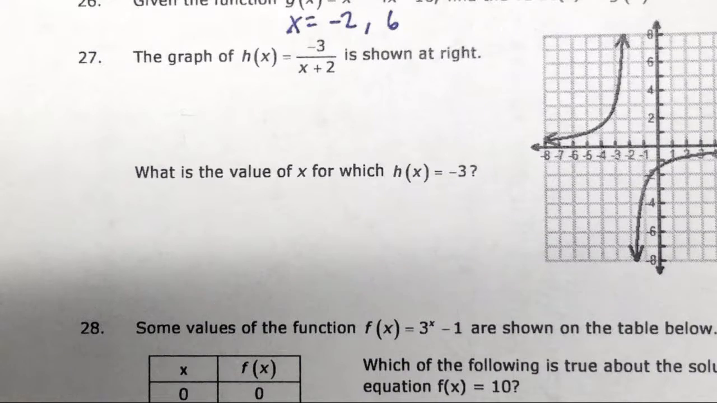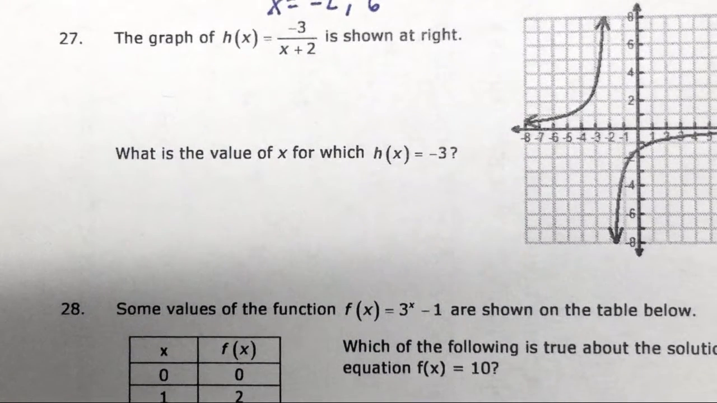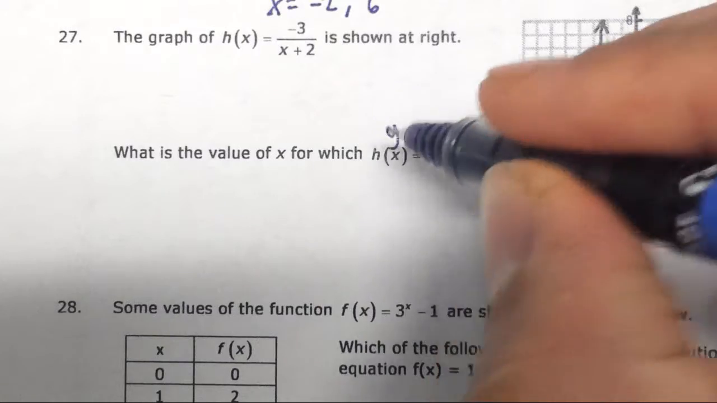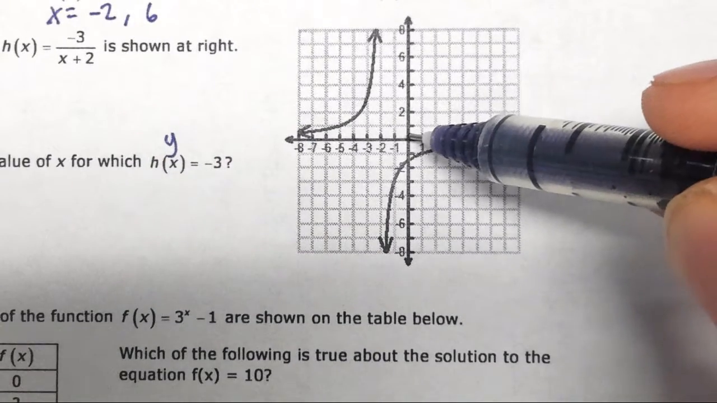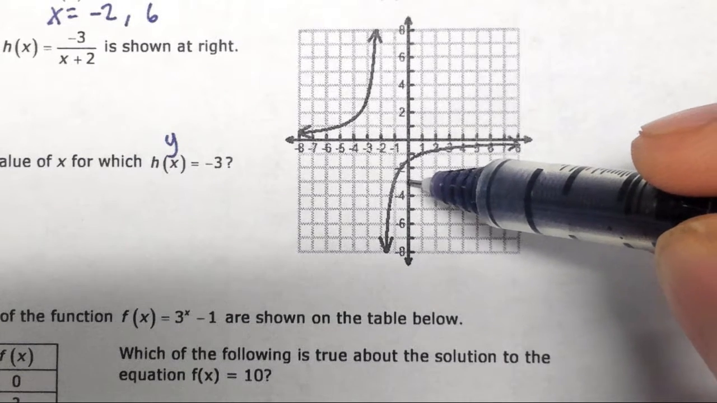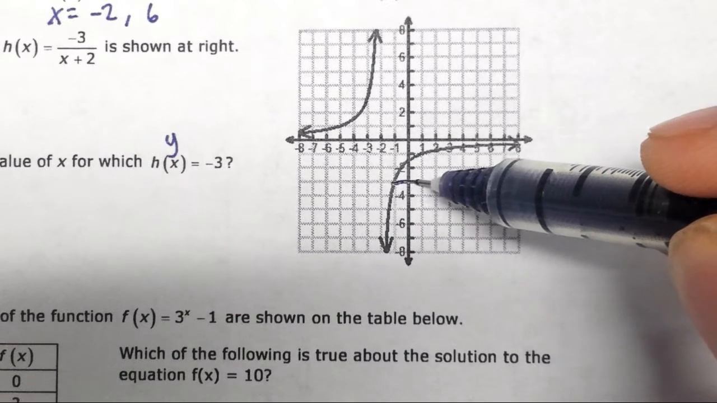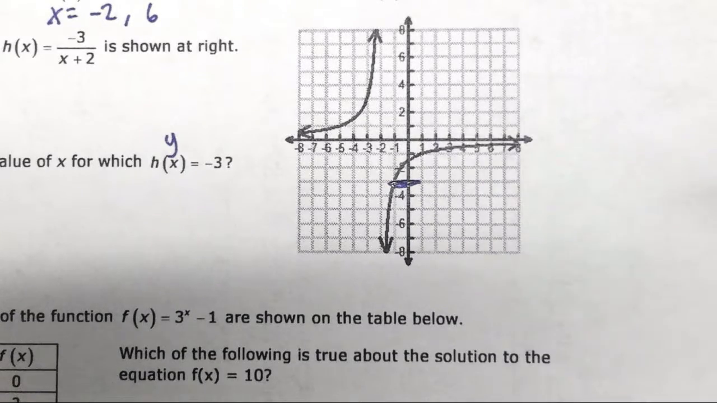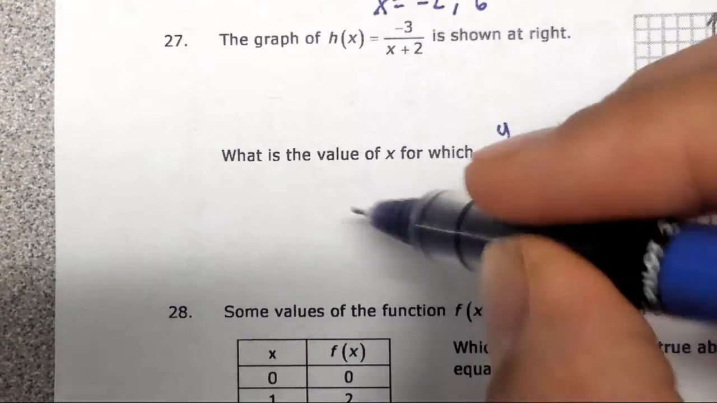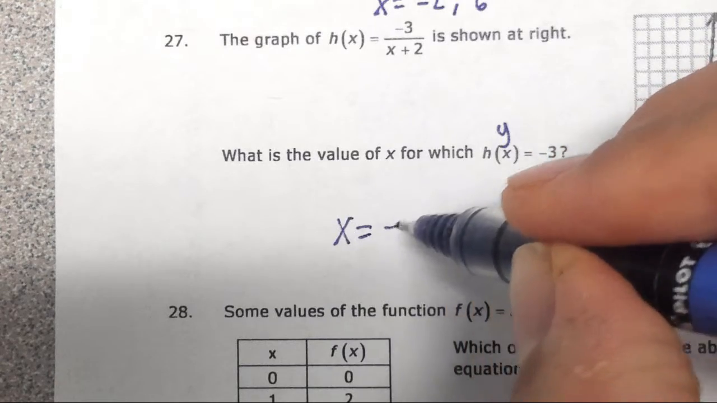27. The graph of h of x equals negative 3 over x plus 2 is shown on the right. What is the value for which h of x equals negative 3? Again, it's outside the parentheses, so they're talking about the y value. So we go look. The y value at negative 3 is right here. So when the y value is negative 3, the x value is negative 1. X equals negative 1.